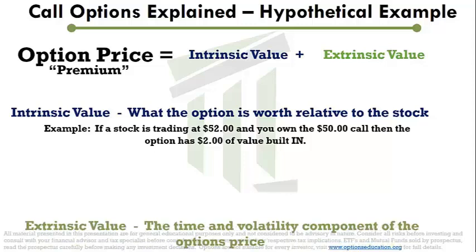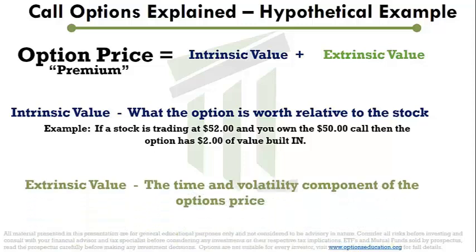Extrinsic value is the time and volatility component of the option's price. And what that means is when we purchase an option, we're essentially purchasing time. And the time is how long we anticipate staying in the position. In our example of XYZ Security, we planned on being in the position for 3 months. That 3 months was the time value. Now, the volatility component is a little bit more complicated than we want to dive into in this presentation, but volatility is the expected movement assigned to the security by the option specialists.